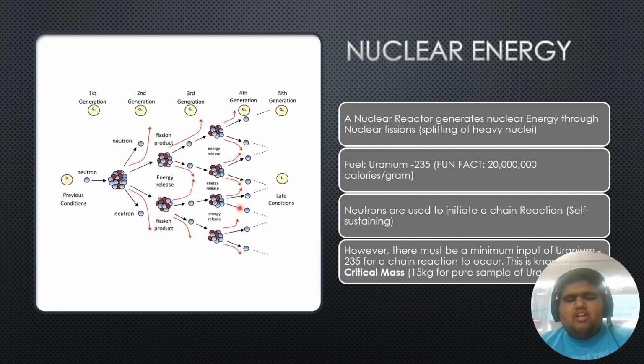However, you're not gonna have pure samples of uranium 235 generally. As you mine rocks, a rock may have, say, 10% of uranium 235 in it. 15 kilograms of rocks will not suffice if it only has 10% of uranium 235 in it.